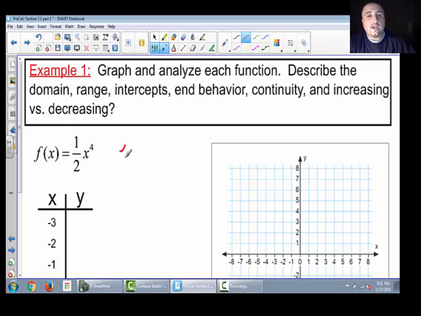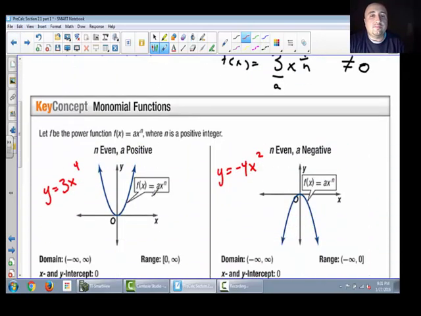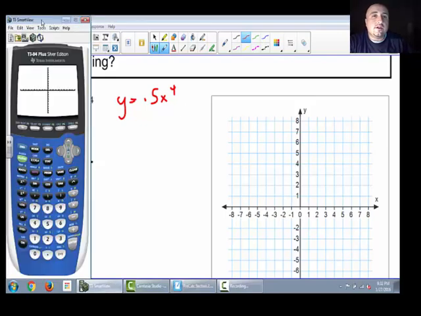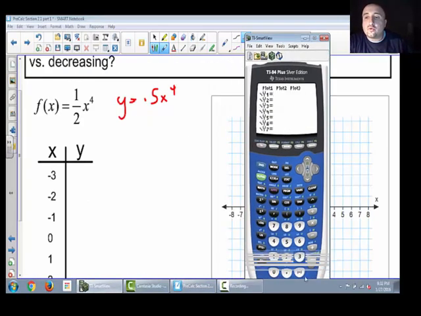So our function is y equals 1/2, you can use 0.5 if you want, x to the fourth. Okay, so our a is positive and our n is even, so it's going to look of the form of a parabola. Now what is the quick way to do this? You have a calculator. Let's use it to our advantage. So let's plug this equation in. So y equals 0.5 x raised to the fourth. And we can see the graph.